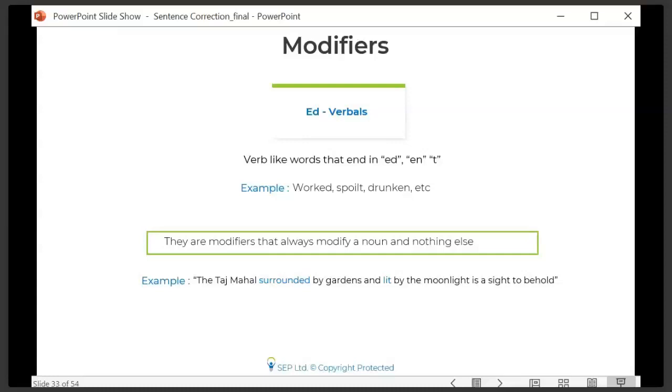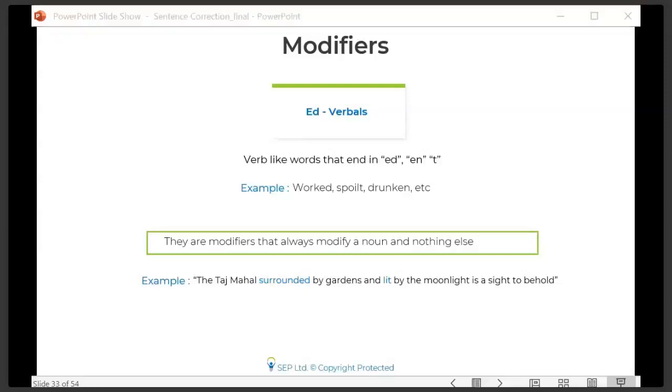Okay, what kind of a sight? A sight to behold. What is surrounded by gardens? Taj Mahal. What is lit by moonlight? Taj Mahal. So surrounded by gardens, lit by moonlight, to behold, they are all modifying different parts of the sentence, but the verb is "is".